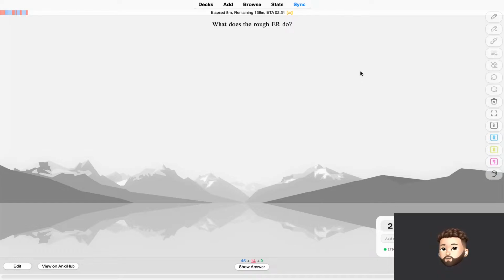What does the rough ER do? The rough ER is going to take materials from the cytosol and use it in order to create proteins and then release the protein into the lumen to be released into the smooth ER. And then from there, probably be released to the Golgi.